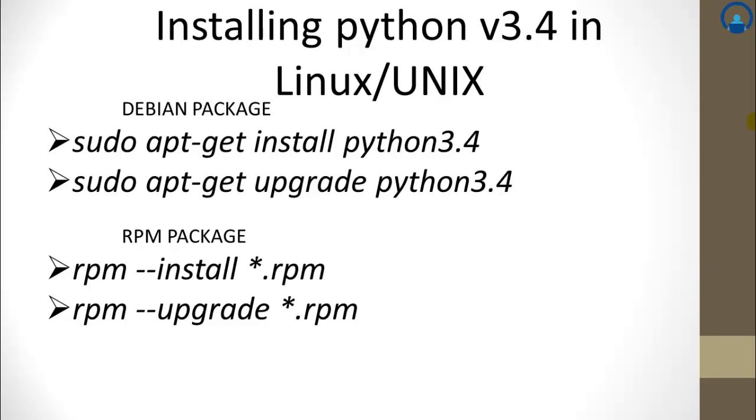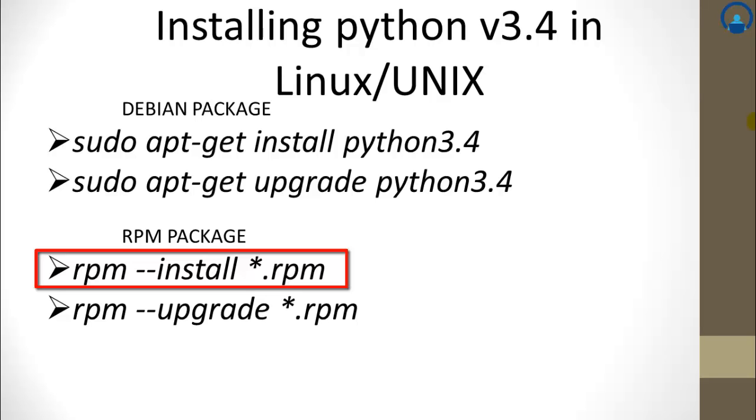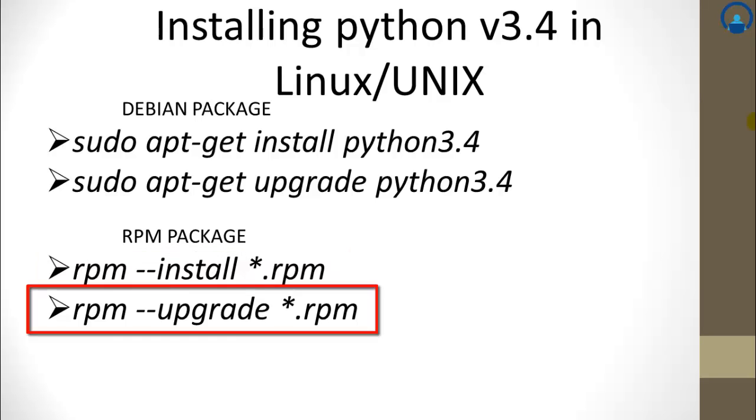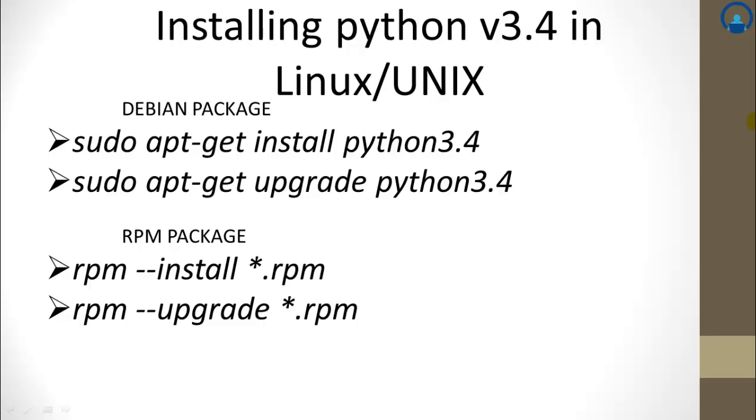Once you have copied that in your root folder, go ahead and open the terminal. Go to that directory with cd, that's the way you do that. Then type this command: rpm --install *.rpm. If you already have that package and you want to upgrade it, then rpm --upgrade *.rpm, and it will get installed automatically on your system. So once you have installed Python 3.4, wait, there is another thing I need to tell you before we proceed.